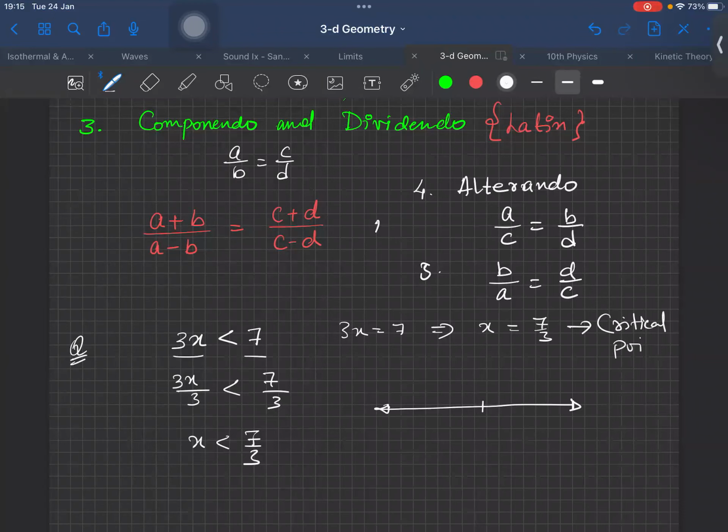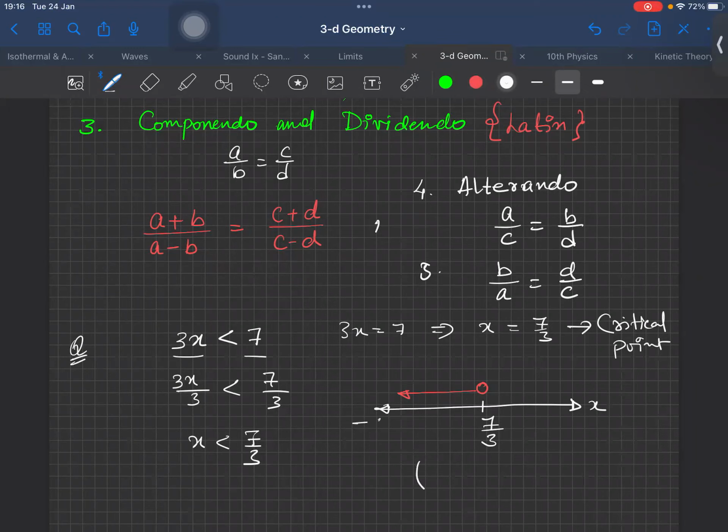Critical point. Now, the critical point here is 7 by 3. We are plotting only on the x-axis. It says it should be lesser than 7 by 3. If it is lesser than 7 by 3, that means all the values lesser than this, but 7 by 3 itself we are not taking into consideration.